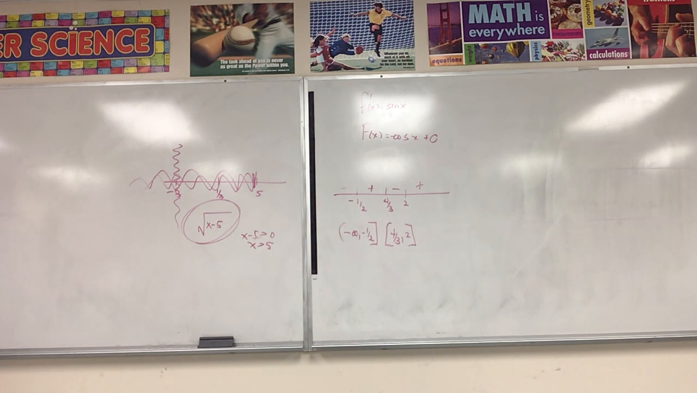So all that other information is moot, because I don't need to worry about the rest of the information. Where is my function going to be 0? Nowhere. Where is my function going to be undefined? Negative infinity to 5. Is 5 included? Yes, because I cannot use 5. If I use 5, the square root of x minus 5 would be 0, and can I have 0 in the denominator?